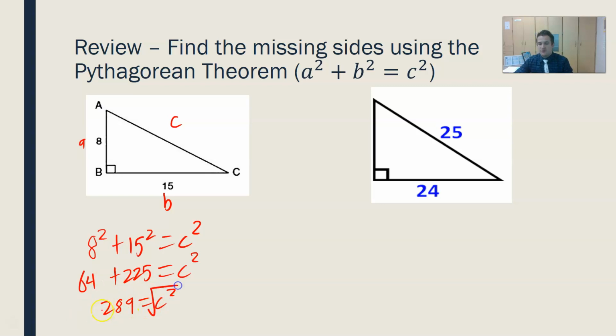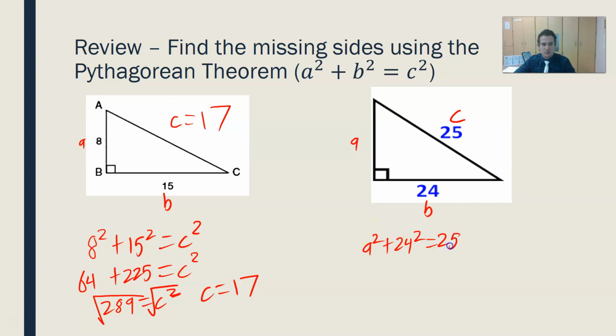To solve for C, I have to square root 289, which gives me 17. So this side right here would be 17. On this right triangle, I can label them a similar way. The hypotenuse is C, the legs are A and B. So A squared plus B squared equals C squared, filling in 24 for B and 25 for C.